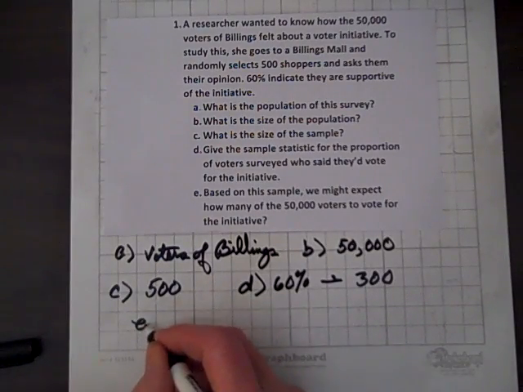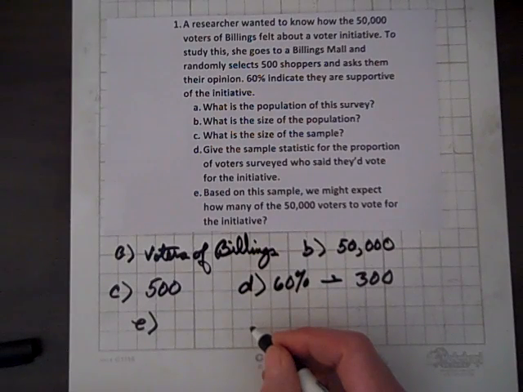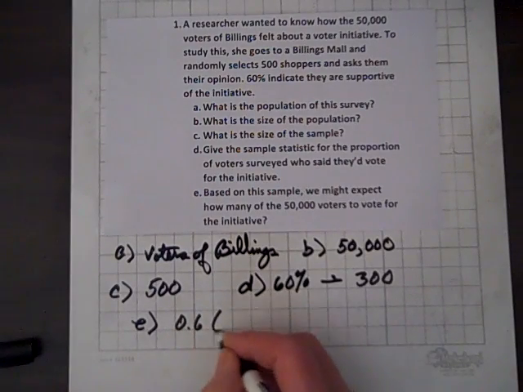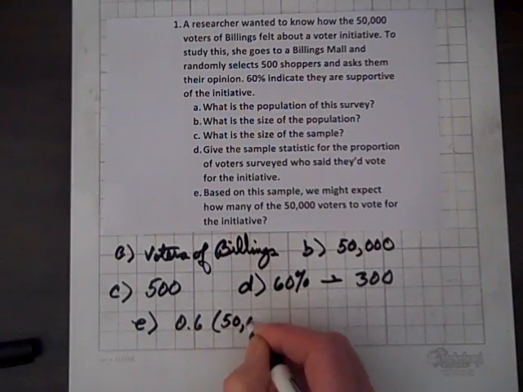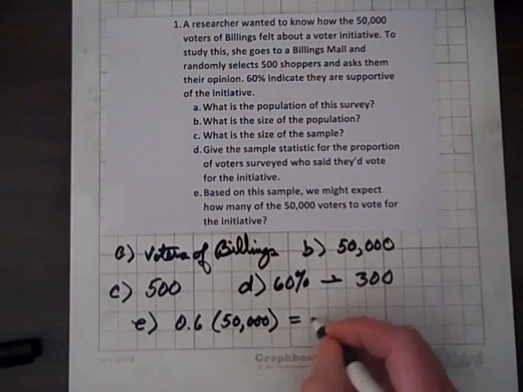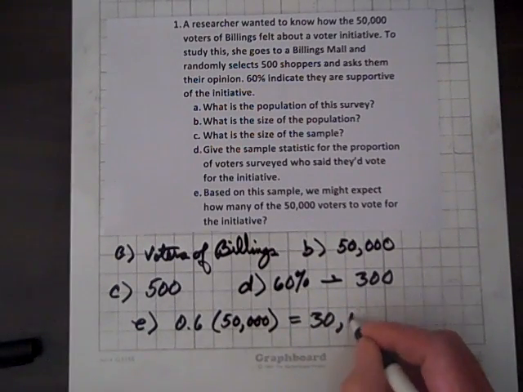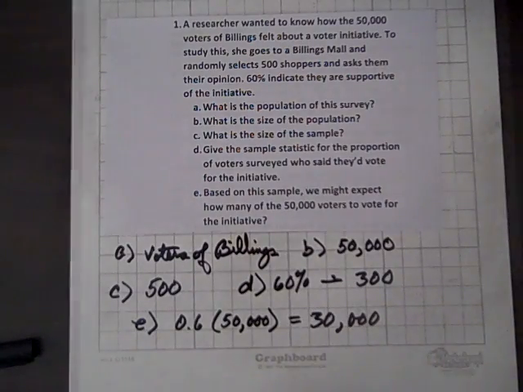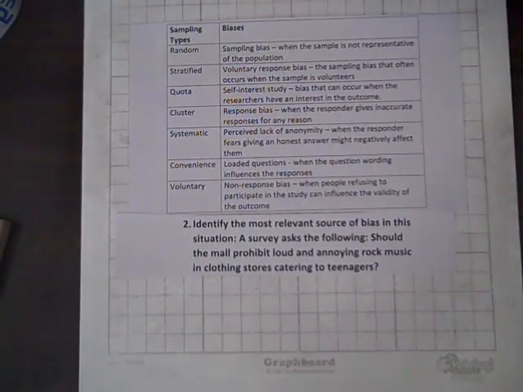Finally, E, based on this sample, we might expect how many of the 50,000 voters to vote for the initiative. Well, we're talking 0.6 times 50,000. And if you carry that multiplication out, what you're going to get is 30,000. So it's projected that 30,000 of the voters will vote for the initiative. And we're done.